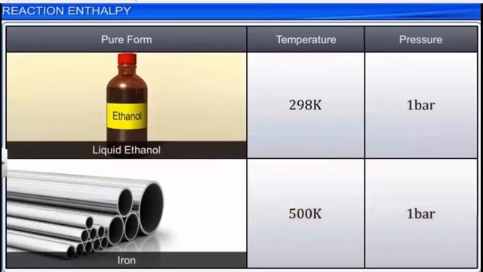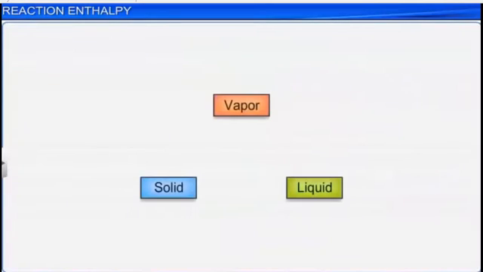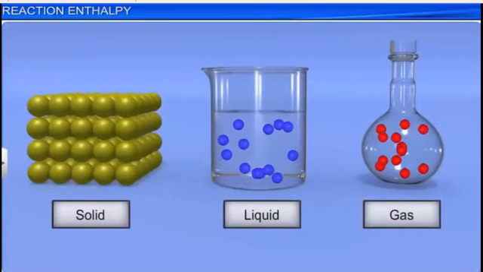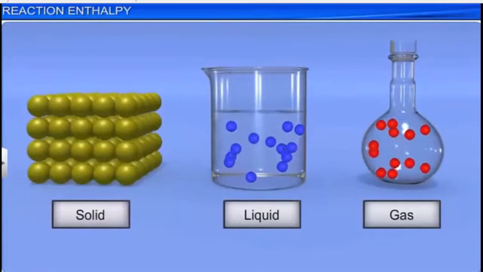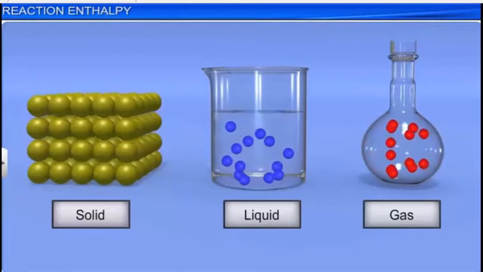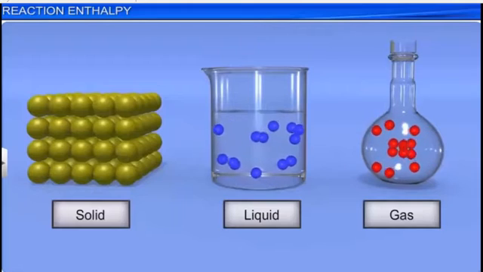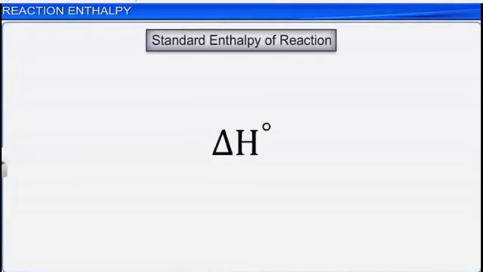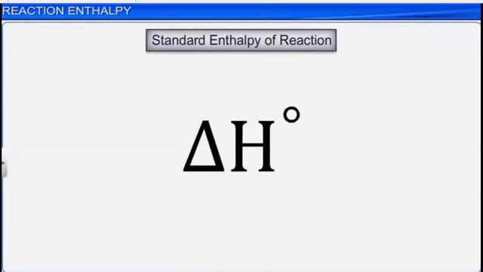Let us now look at the enthalpy changes during phase transformations. We know that the intermolecular forces in the three states of matter are different. Therefore, the amount of energy required to convert matter from one state to another also differs. Standard enthalpy is represented as delta H naught, where the superscript naught indicates the standard state.